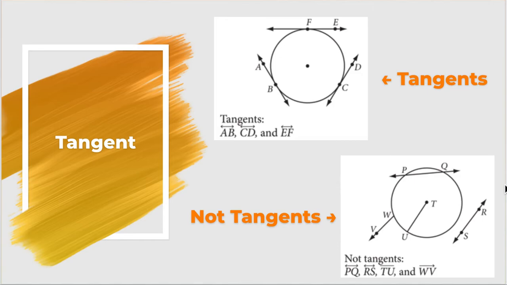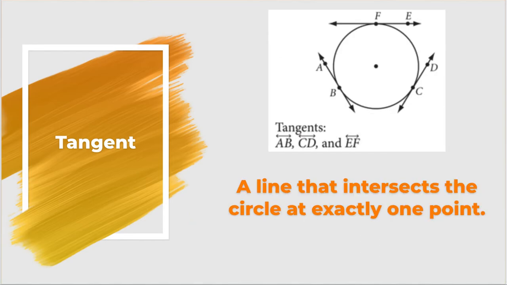So the definition of a tangent is a line, so that's how it's categorized, a line that intersects a circle at exactly, notice how specific that term is, at exactly one point. So line AB intersects a circle exactly once at point B. Line CD intersects a circle exactly once at point C. Line EF intersects a circle exactly once at point F. So we're going to write that down, draw an image to indicate that. You don't have to draw all three, you can just draw one, that's okay.